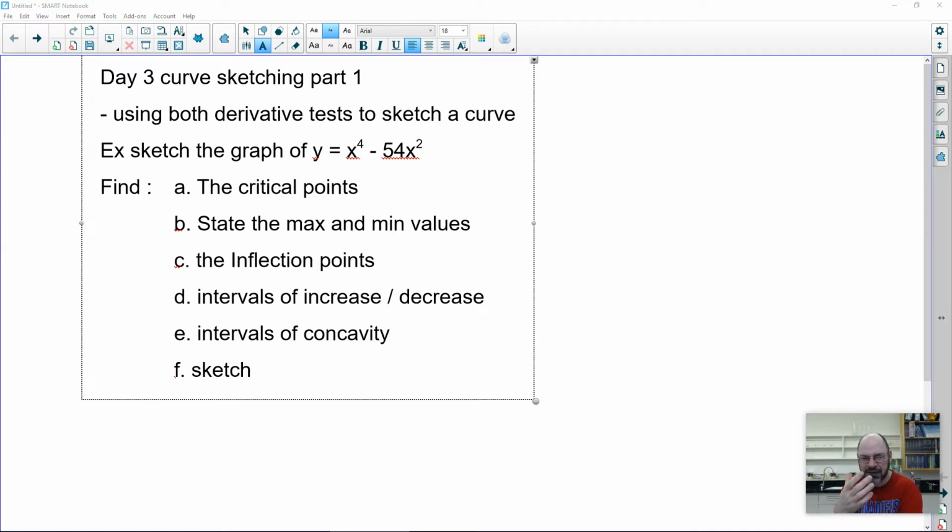In these, this is what your assignment will look like. You'll have to find critical points. You'll have to state the max and min values. You have to find the inflection points, areas of increase and decrease, and areas of concavity, and then you sketch it. So let's do an example of that right from the get-go, step by step.